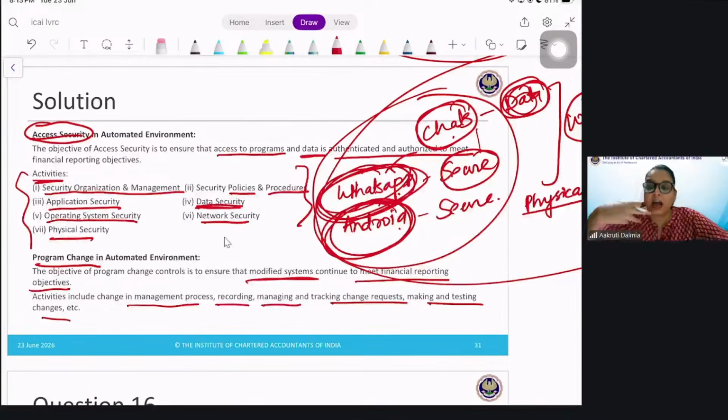So if I am working in a bank and they have changed the software, it means the new software should also continue to achieve the objectives that are required for the company. So the company should have a proper control system that if we change the program, what rules will we follow. Okay, that's it. Next.